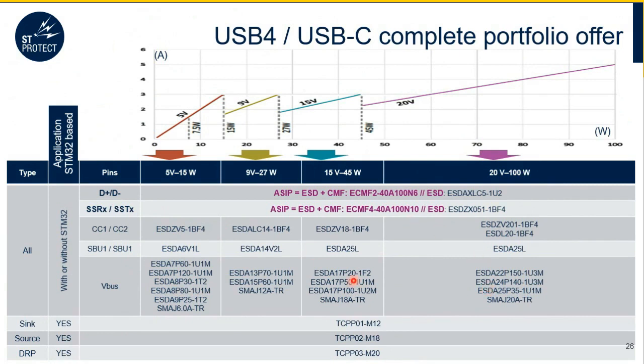On top of ESD protection, we have some dedicated ASSP developed with our colleagues of the STM32 division of ST, with some extra functions that we can propose with the STM32. Then to cover the sink, source or DRP application, we have our TCPP, with some functions like gate drivers of the MOSFET, some OVP, OCP on the VBUS and CC lines, and dead battery management. We have one product dedicated for the sink, the TCPP01-M12, the TCPP02-M18 for the source application, and the TCPP03-M20 for the DRP application.